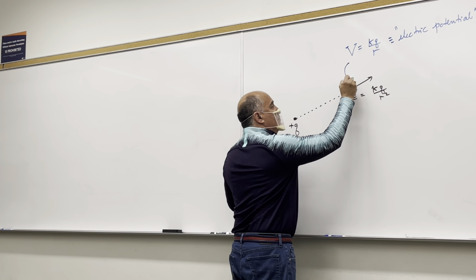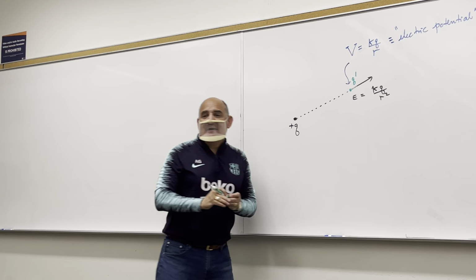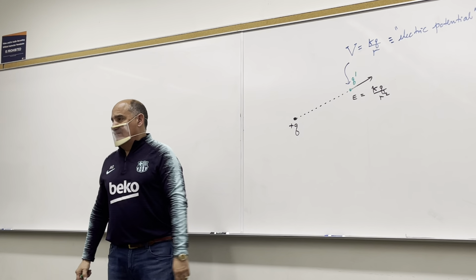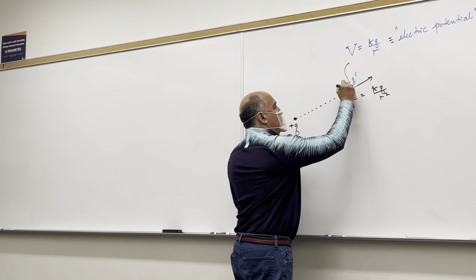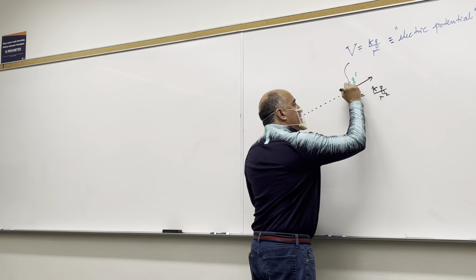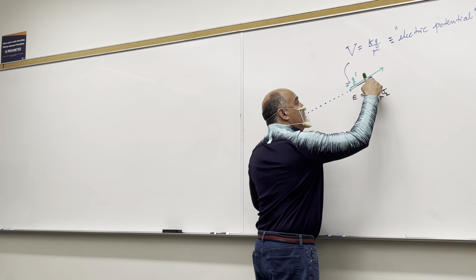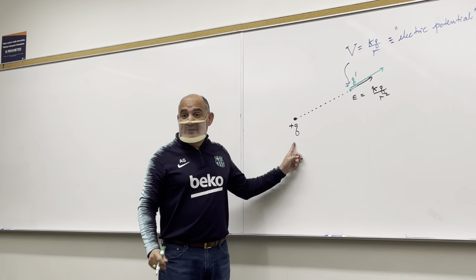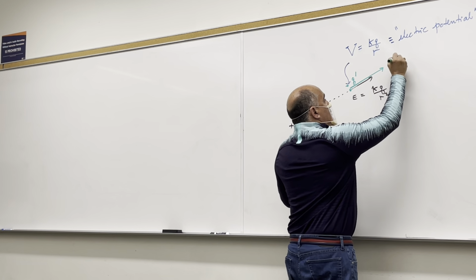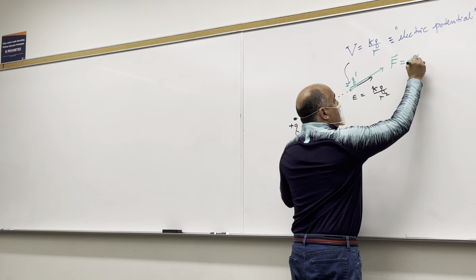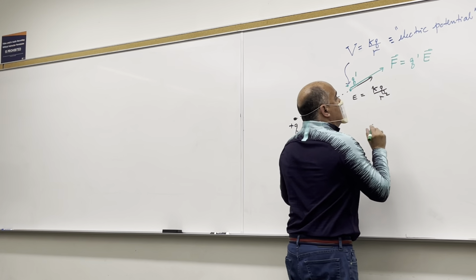Let me call it Q prime. Now I can talk about the force on Q prime. Suppose I make it positive. Now I can say that there's going to be a force on that charge in the same direction as the electric field produced over there by this charge, because that force is going to be Q prime, which is positive, times the electric field there.